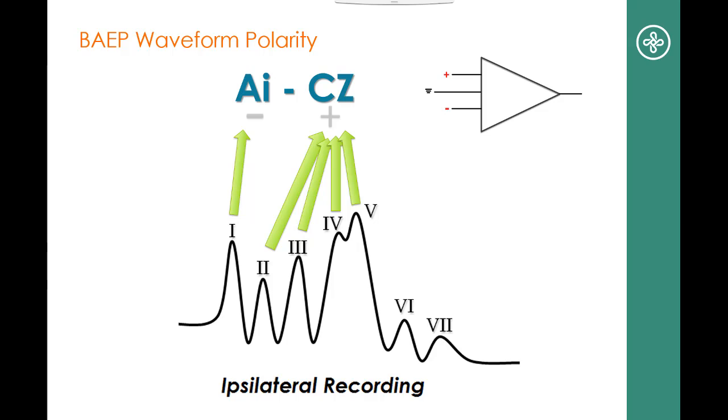So in review, wave 1 has a negative polarity that is recorded by the A ipsilateral electrode in the negative input, and waves 2 through 5 have positive polarities that are recorded by the scalp electrode in the positive input.